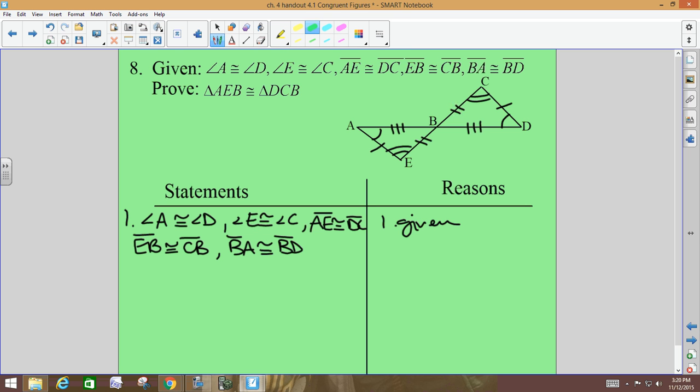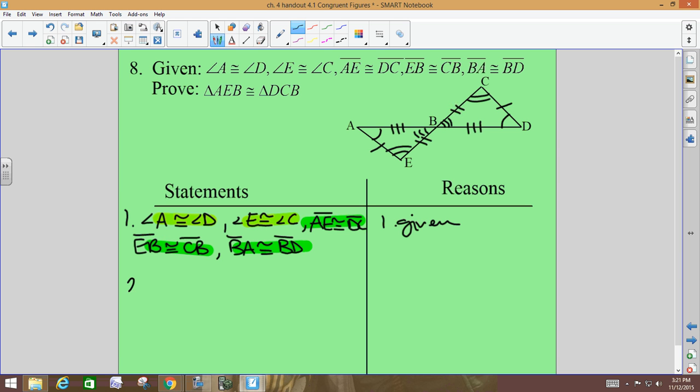In my given, 1 side, 2 sides, 3 sides. They already gave me all 3 sides. In my given, 1, 2. They gave me 2 of the 3 angles. What's the third angle that we haven't marked yet? Good, ABE and CDB. What kind of angles are they? Which means they have to be what?